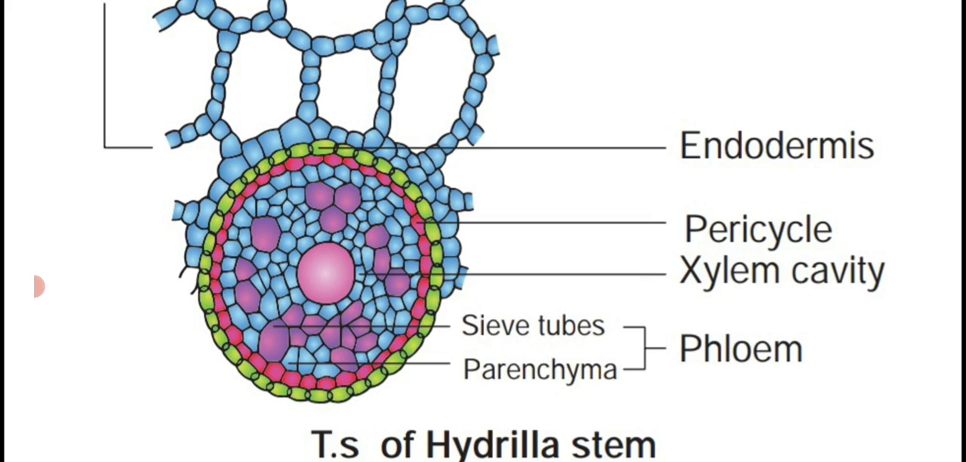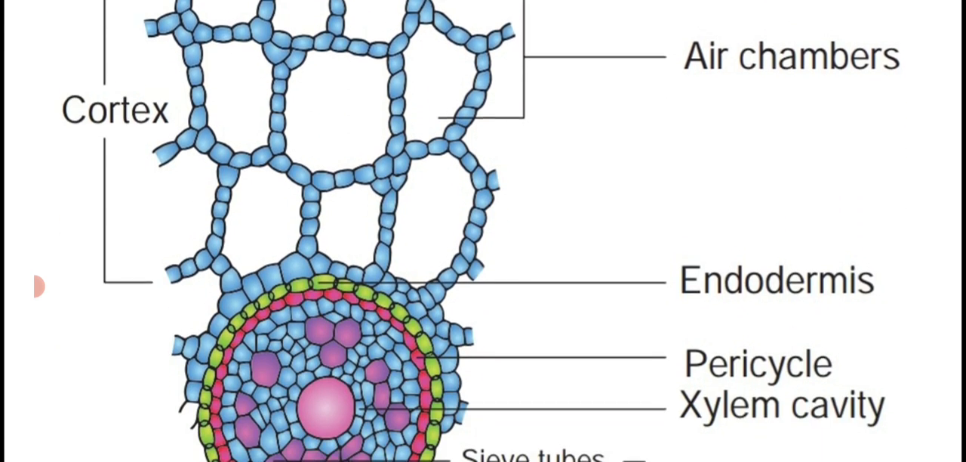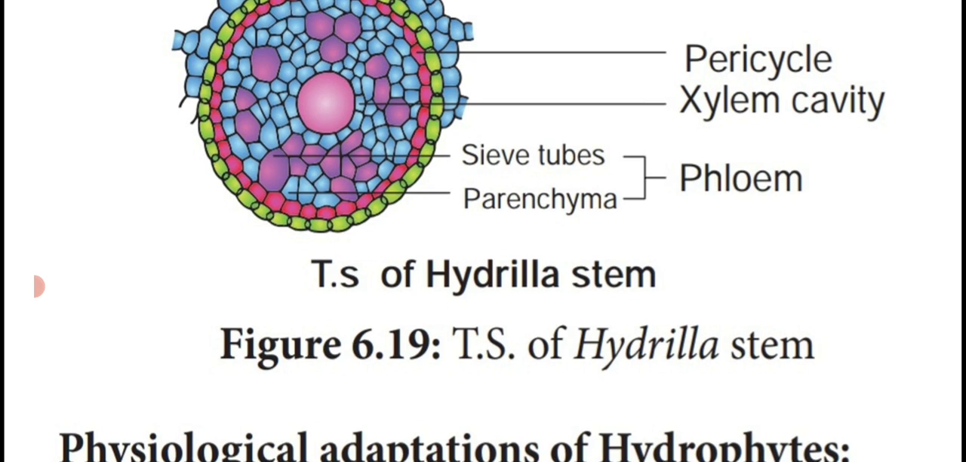Xylem is present on the inner side of the pericycle. Then the phloem alternates with the xylem, and consists of two types of cells. One is the sieve tube and one is the phloem parenchyma. So this is said to be the TS of Hydrilla stem.